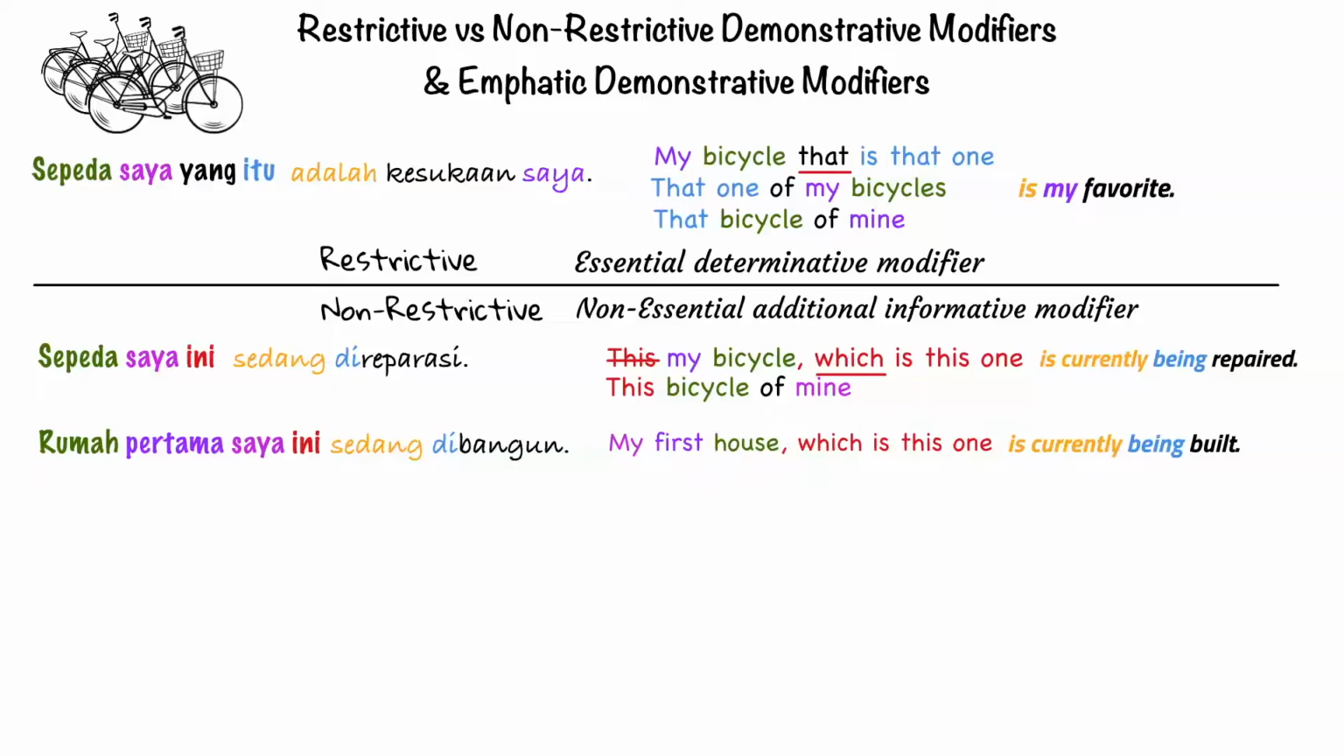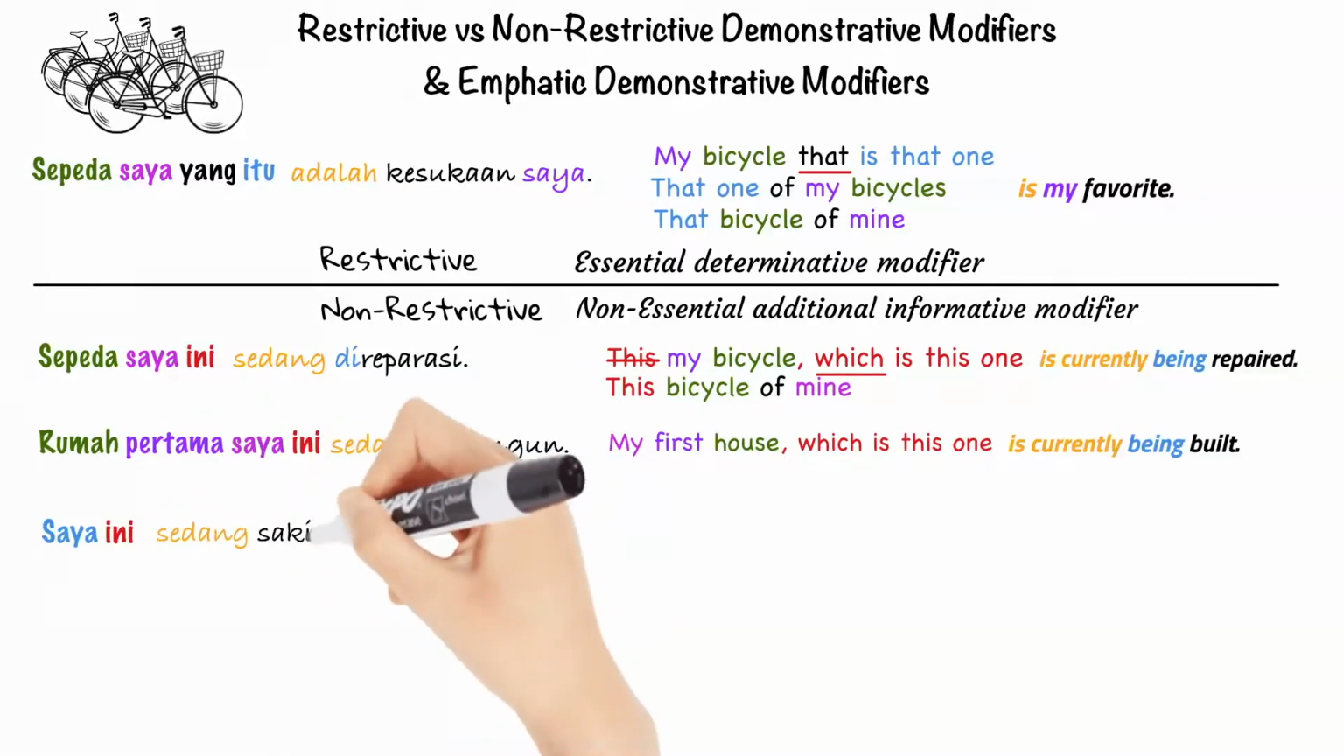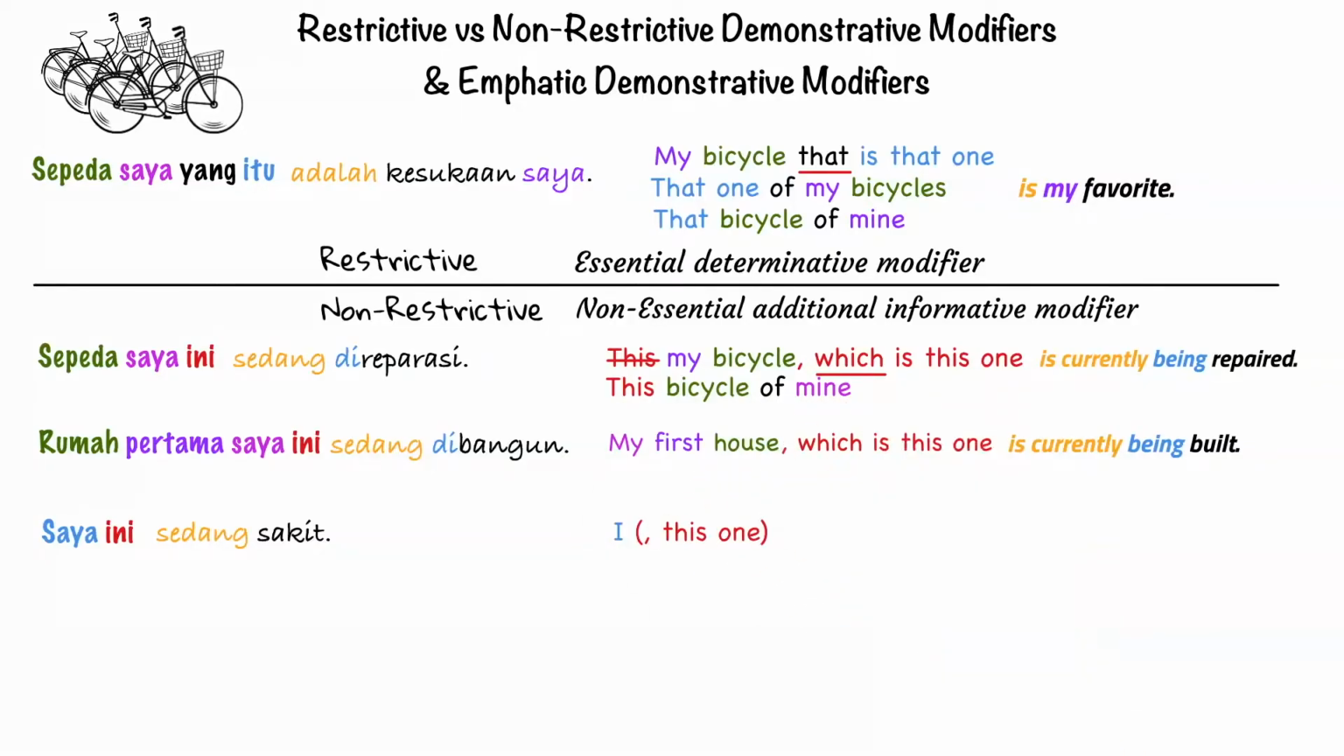Furthermore, ini and itu can be added after personal pronouns to indicate emotional speciality. For example, saya ini sedang sakit means I am, this one, is currently sick. Or we can also change it with itu. Saya itu sedang sakit. I am, about me, about that one, I am currently sick.